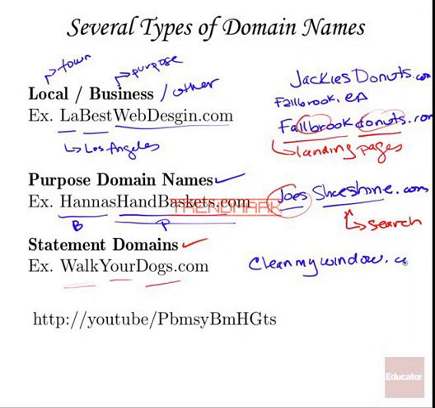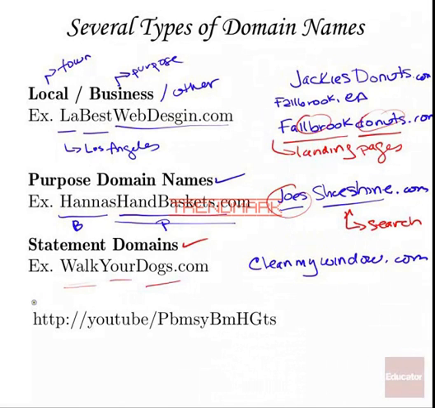Believe it or not, people search for these. If I need to find out more about cleaning my windows, I'm going to type in cleanmywindows.com, or I may choose the town I'm in. Chicago, cleanmywindows.com. So purpose, statement, domain names, purpose, local business. These are combinations you want to use because these are the search terms that people use.